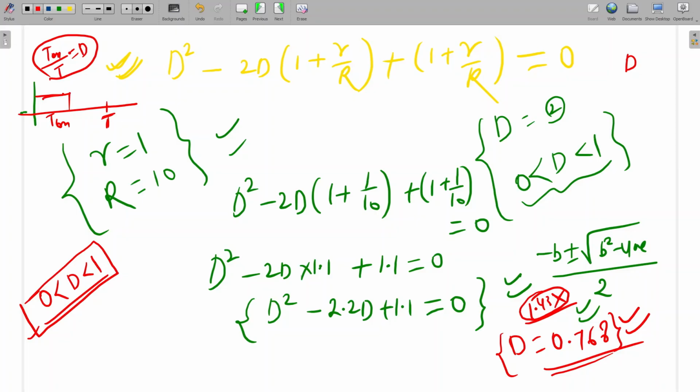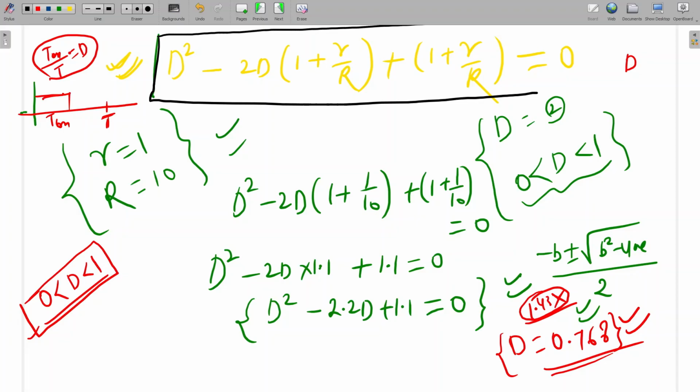Okay. So the final conclusion is what we have to memorize. We have to memorize this equation. Directly, like this, we can easily memorize it. So d square minus 2d, this will be similar. How can we memorize? d square minus 2d (1 plus r by R) plus (1 plus r by R). This should be equal to 0. So this will give the value of duty at which maximum gain will occur.